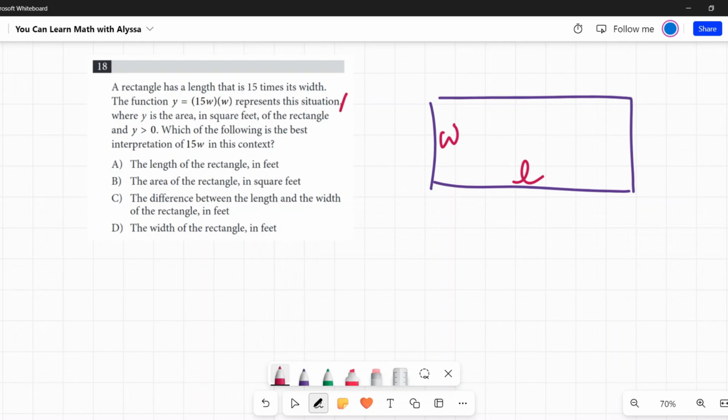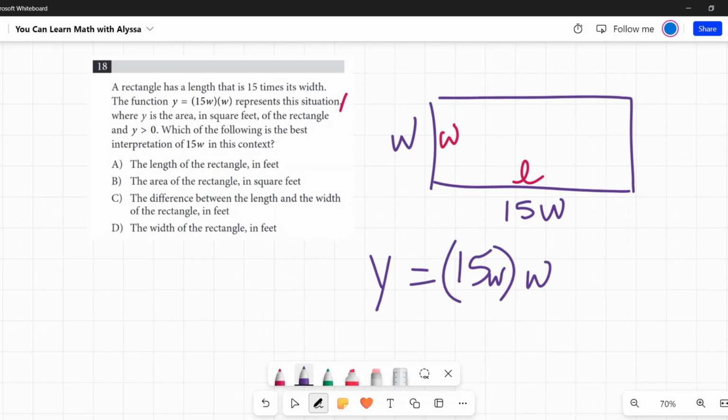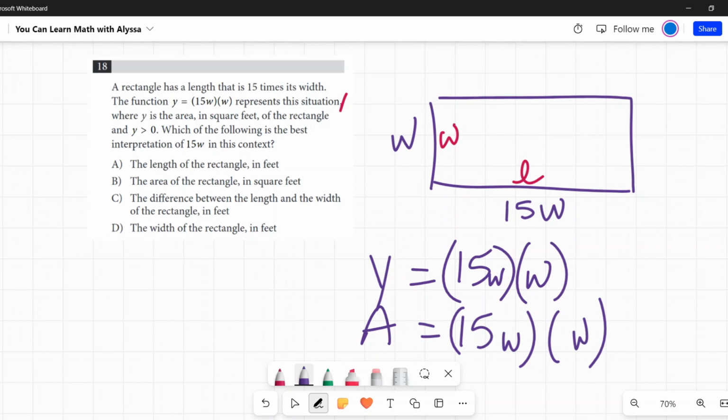I'm going to pause there for a second. They're saying w and 15 times w. So clearly we're using w to represent the width, and since the length is 15 times longer, we call it 15w. So y equals 15w times w. Length times width, and y is going to be the area in square feet. Makes sense, right? Length times width is how we find the area of a rectangle.